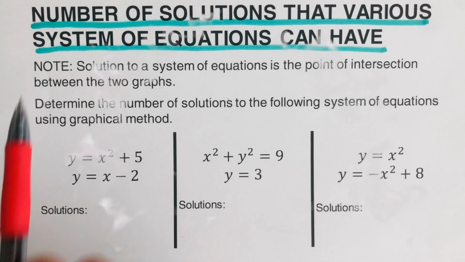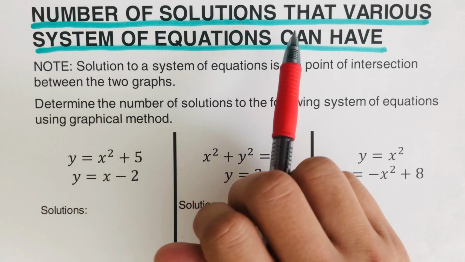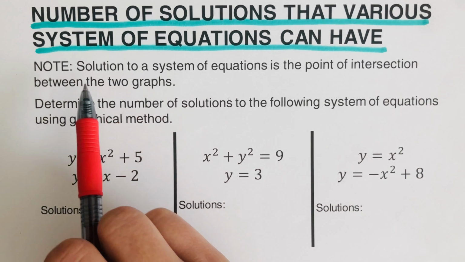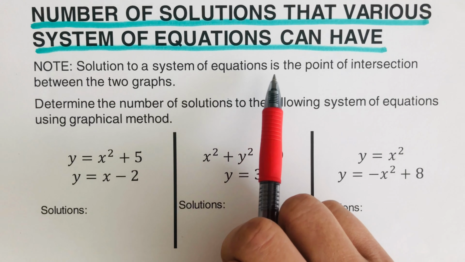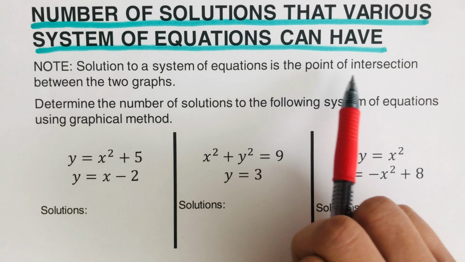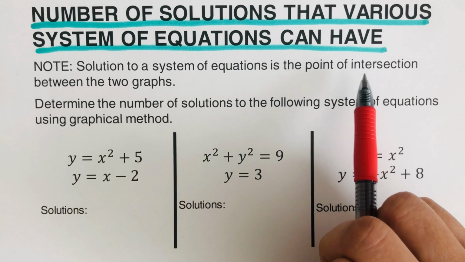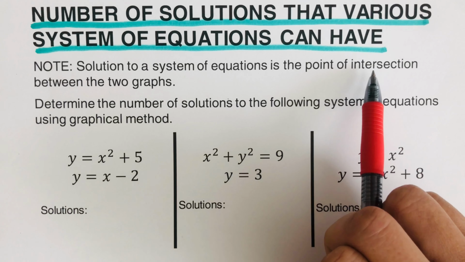Everyone, in this video we are going to determine the number of solutions that various systems of equations can have. Please remember that when we say solution to a system of equations, it actually refers to the point of intersection between the two graphs. So what do we mean by the word point of intersection?